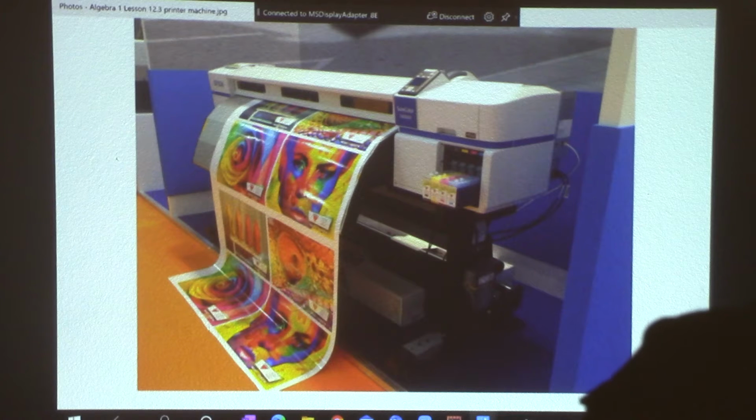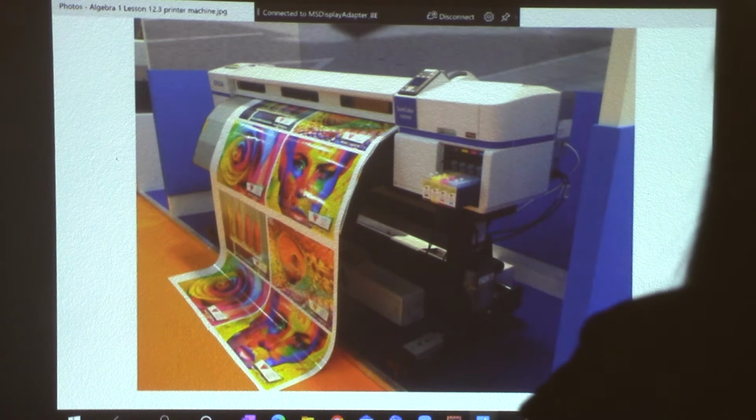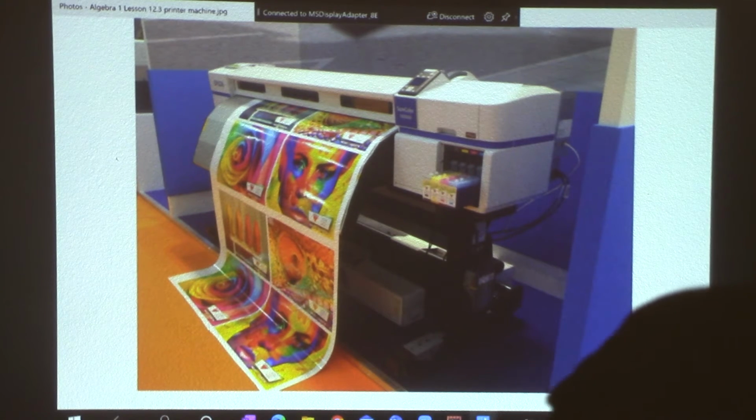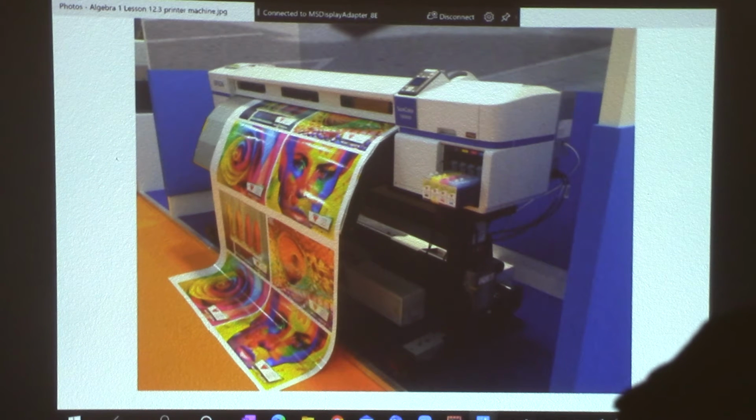So we're starting with the picture that would be on the screen, and I'm going to read the problem out loud. Printing costs. This is for lesson 12.3. You are creating brochures that promote your school's sports events. You pay $20 for computer time. The cost of printing a brochure is 60 cents each. Write an equation that gives the average cost as a function of the number of brochures printed.